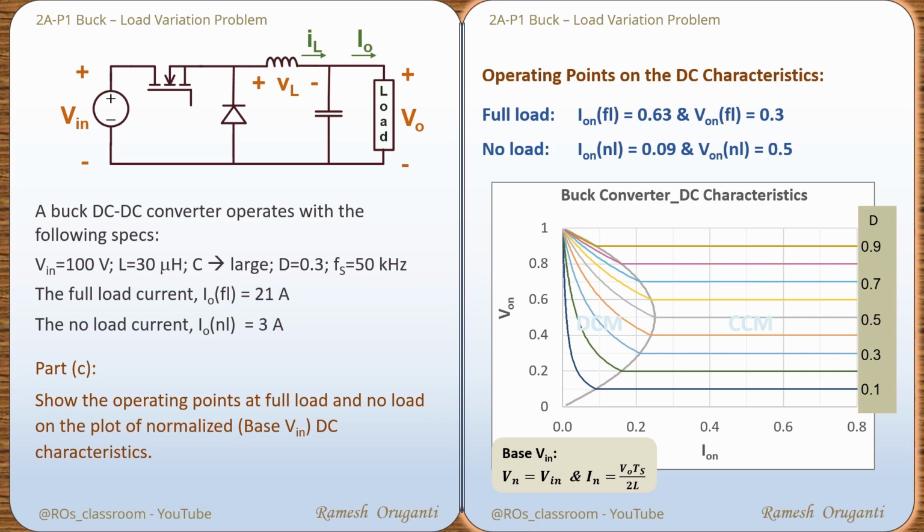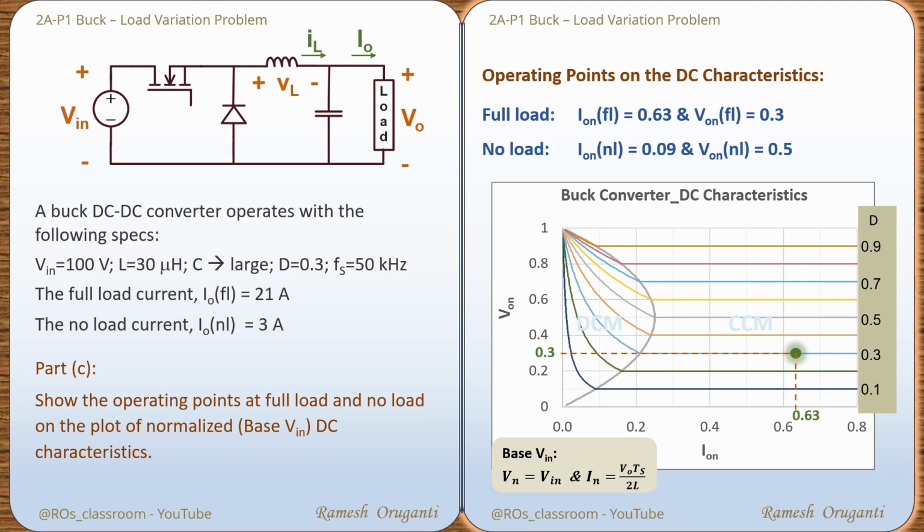Since D equal to 0.3, the full load operating point will be located on the D equal to 0.3 curve. That is the blue curve, the third curve from the bottom. The green dot shows the operating point under full load condition. The X value is 0.63. That is the I_ON full load value. And the Y value is 0.3. That is the normalized output voltage under CCM condition.